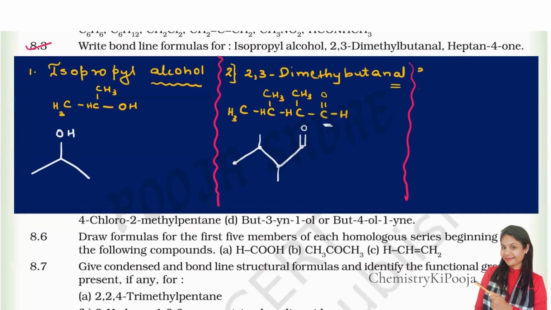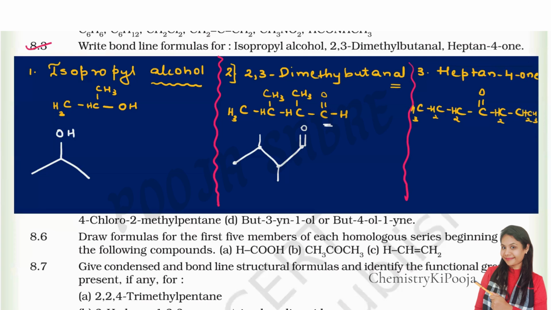Coming to the third one, heptan-4-one. Now similarly, I'm going to write down hept means 1, 2, 3, 4, 5, 6 and 7. And then on the fourth position, we have a double bond O, that is the ketonic group. And then of course, I'm going to balance it with hydrogen. Here the structural formula is not asked, but I'm just explaining to you how to draw the structural formula. You can directly write down the bond line formula.